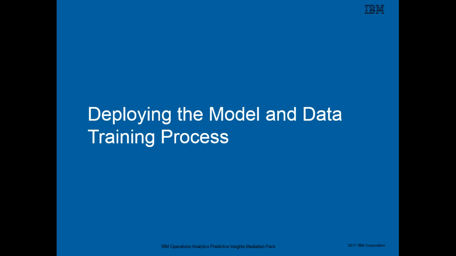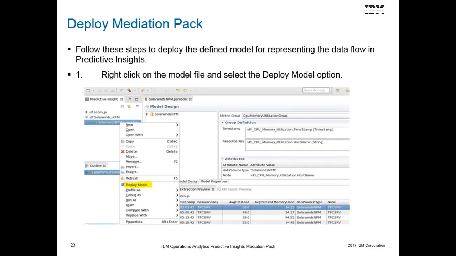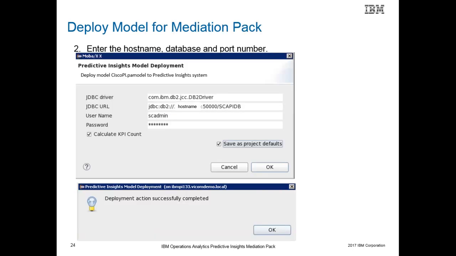In this section we will discuss how to deploy the data model and start the data training process. To deploy the Mediation pack, first right-click on the model file and select the Deploy Model option as shown on the slide. For the next step, enter the host name, database, port number, and user and password of the Predictive Insights database. After you enter the user and password, click Yes to deploy the model.